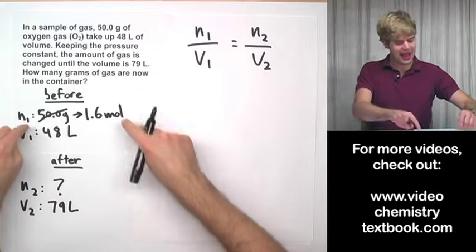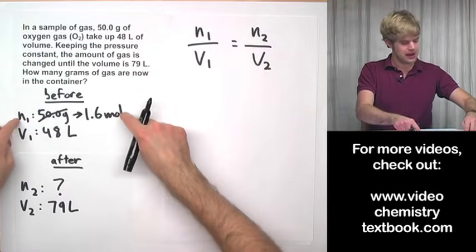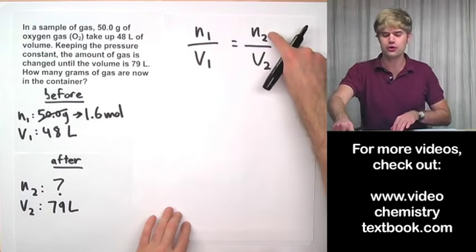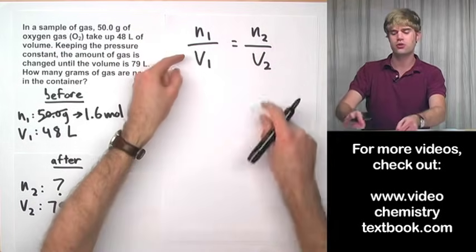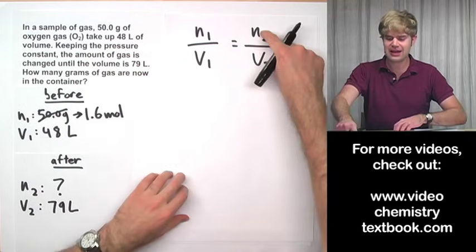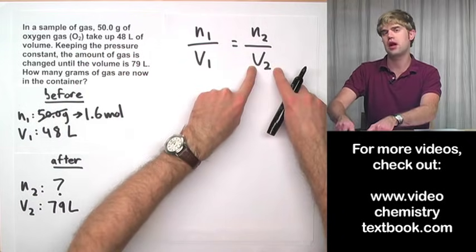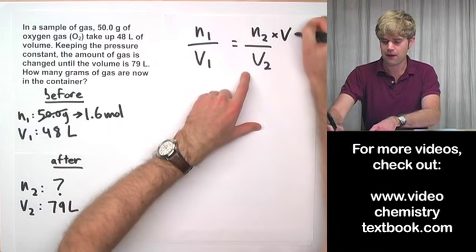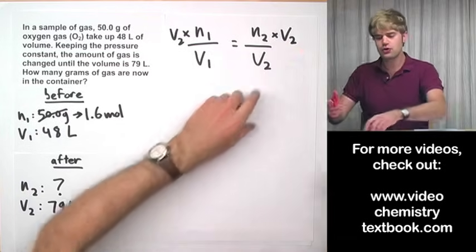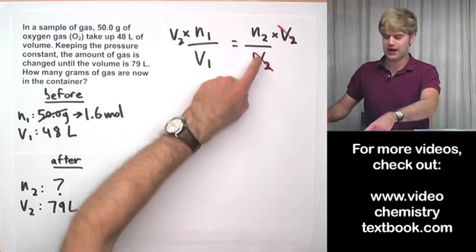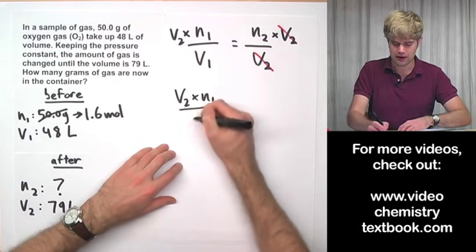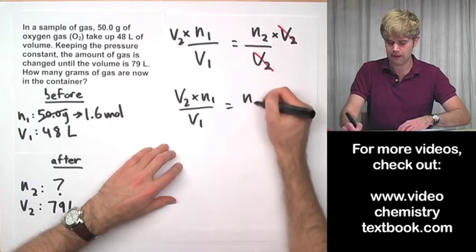Now, I got my n's in moles. Well, I got one of my n's in moles. I got both my volumes in liters, which is the same unit, and now I'm ready to go. So it's going to be N2 that I want to solve for. I want to rearrange the equation to get N2 by itself on one side of the equation. So to get N2 by itself, I want to get rid of the V2 that's in the denominator right now. So I'm going to multiply both sides of the equation by V2. Now I have V2 above V2 down here, which means they cancel out, and I'm going to be left with V2 times N1 divided by V1 equals N2.